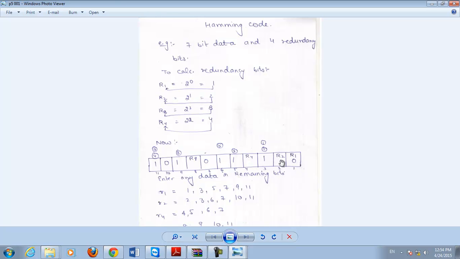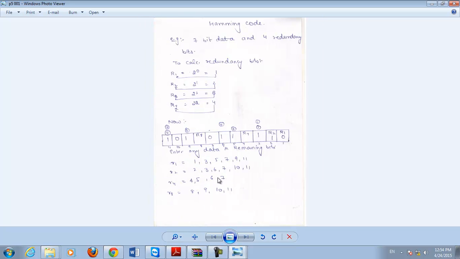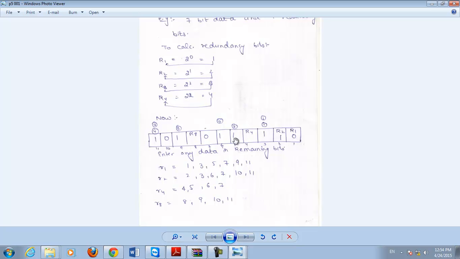Similarly in R2, you have to take 2 bits starting from 2, that is 2, 3, then skip 2 bits, that is 4, 5. Then take 6 and 7, and 8 and 9 will be skipped. Then take 10 and 11, and there are no other bits. In the case of R4, start from 4, take 4, 5, 6, 7 and skip 8, 9, 10, 11. Means according to the redundancy position, you have to skip the bits.